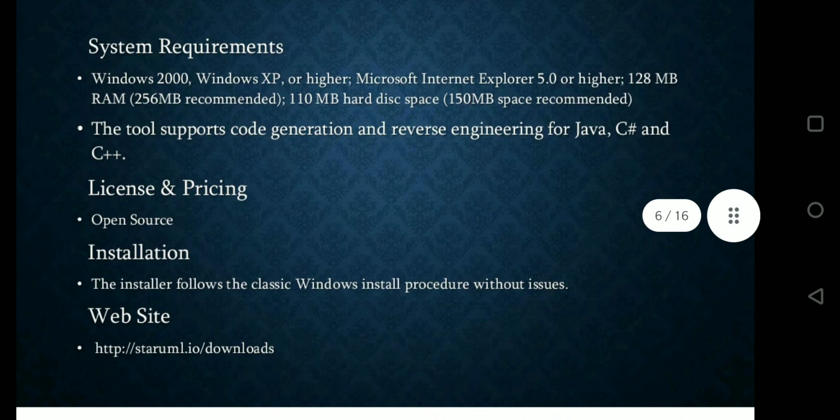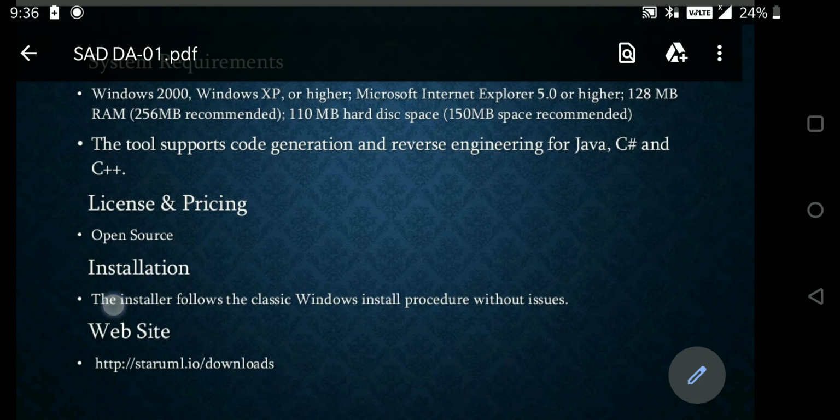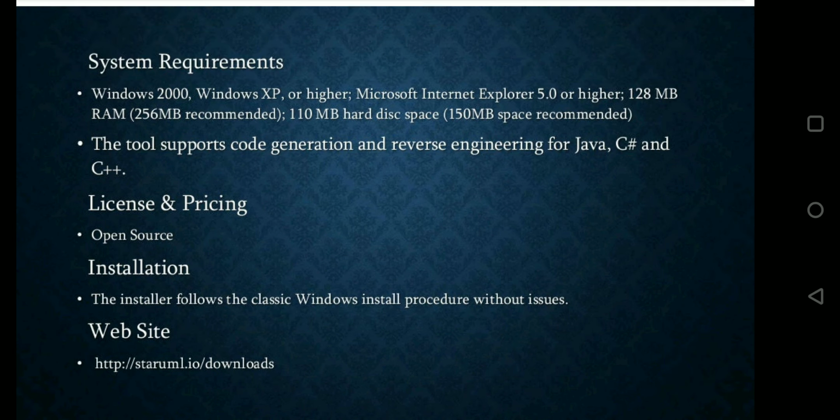So what are the system requirements for installing Star UML on your PC? Windows 2000, Windows XP or higher, Microsoft Internet Explorer 5.0 or higher, 128 MB RAM, or 256 MB is recommended, 110 MB hard disk space, and 150 MB space is recommended. The tool supports code generation and reverse engineering for Java, C Sharp and C++.